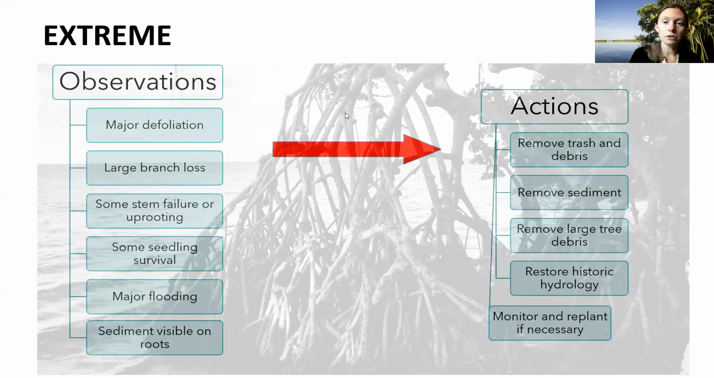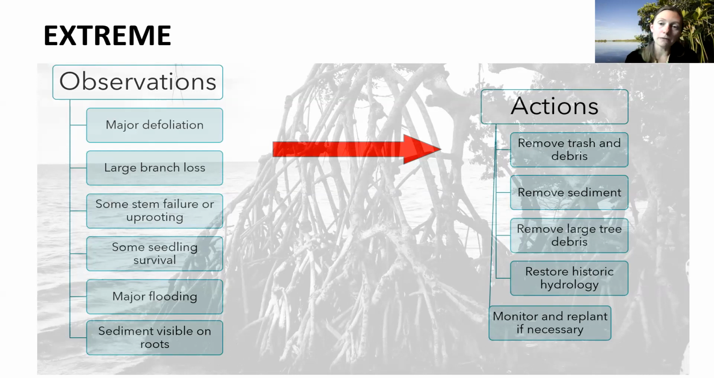Extreme damage is where we have major defoliation. This is where the majority of the leaves on the mangroves have been lost. You have large branch loss, this is going to be 3 inches or larger, and you may have some stem failure, complete stem failure, or uprooting. So you might see a whole trunk broken in half, knocked over, or you might see a mangrove that has been completely uprooted and knocked over as well.